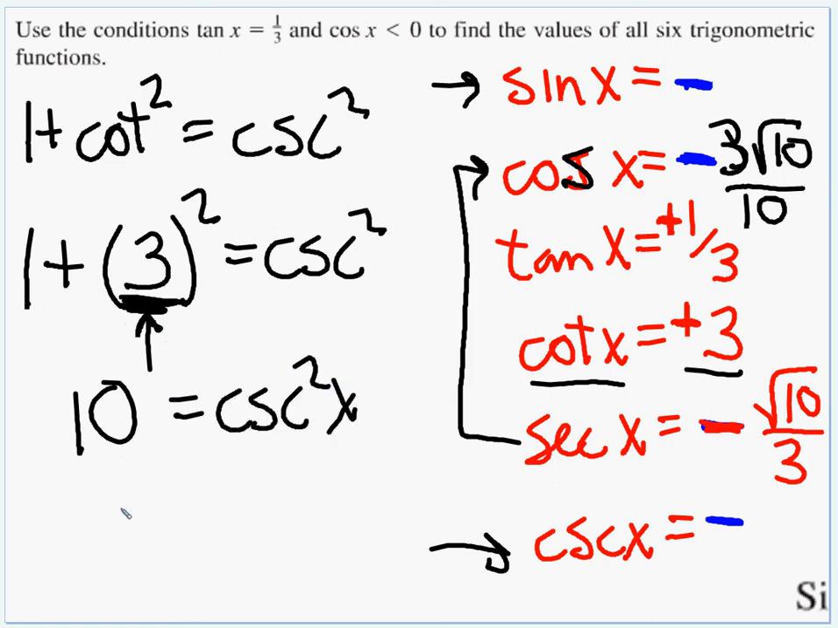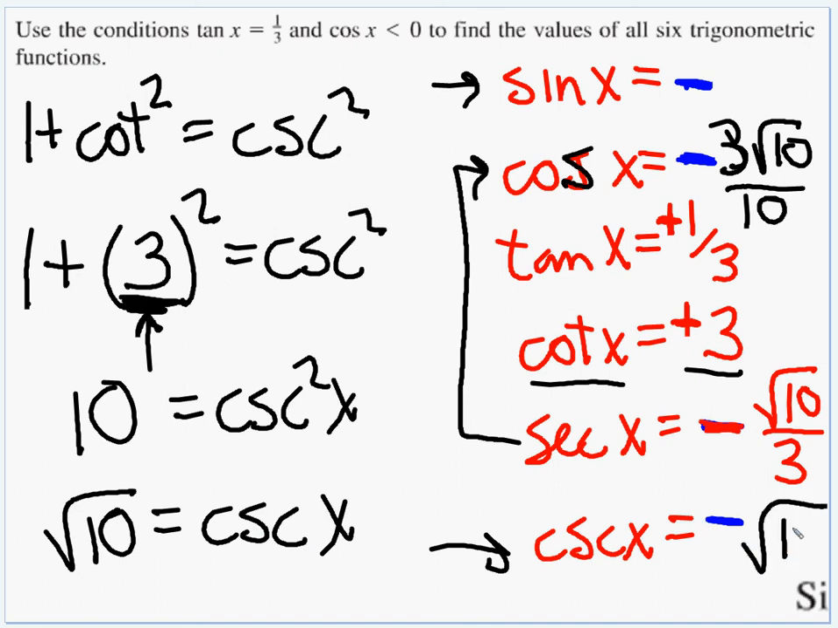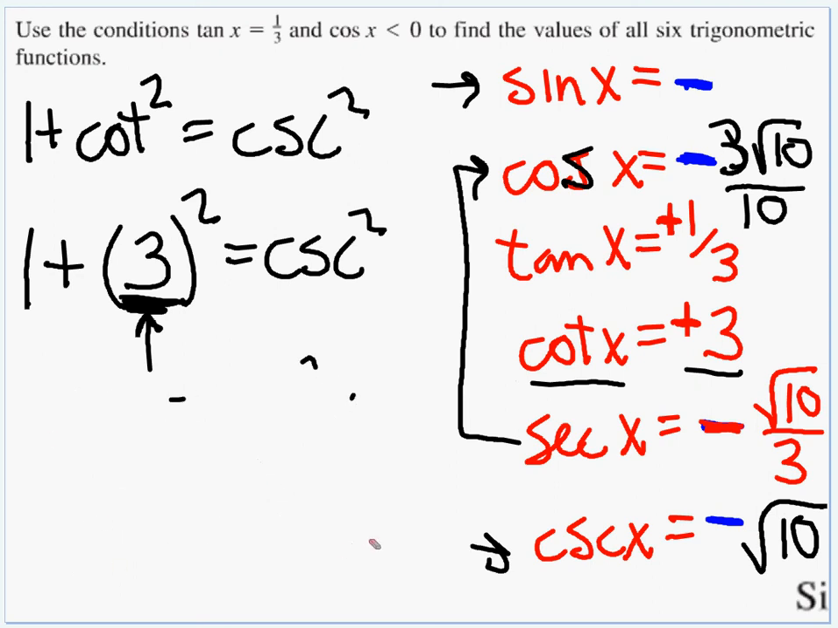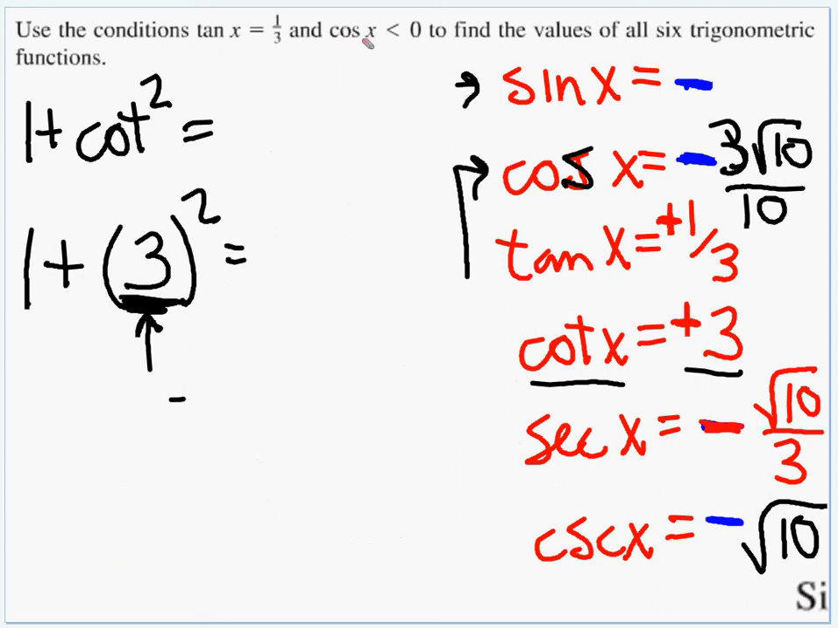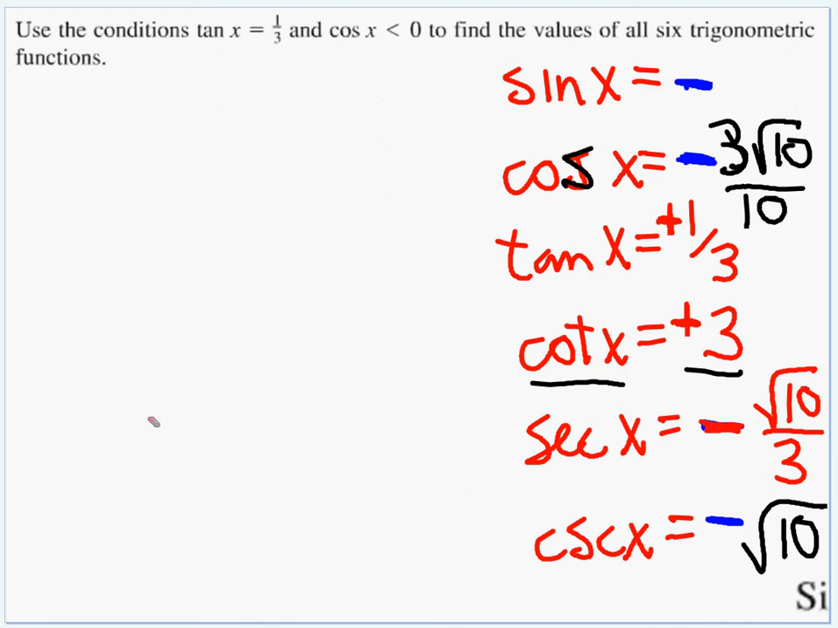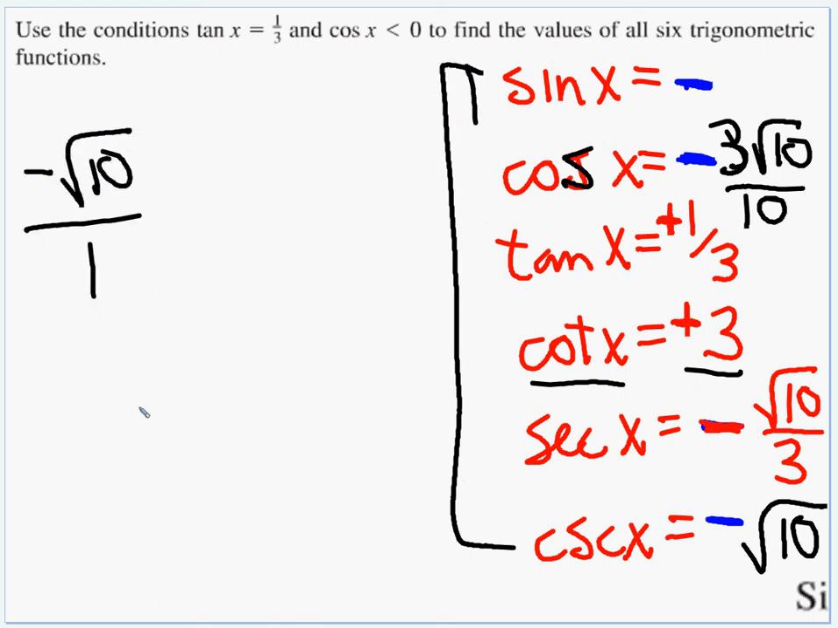And when we take the root of that, we'll get root 10 is equal to cosecant of x. So down here, cosecant, we're going to put a root of 10. And remember, we already figured out it is a negative value. So that's a negative root 10. And now we can just do one final reciprocal to find that last missing piece, sine. So down here, cosecant x is a negative root 10. Let's flip it over. So negative root 10, we could put a 1 under it.